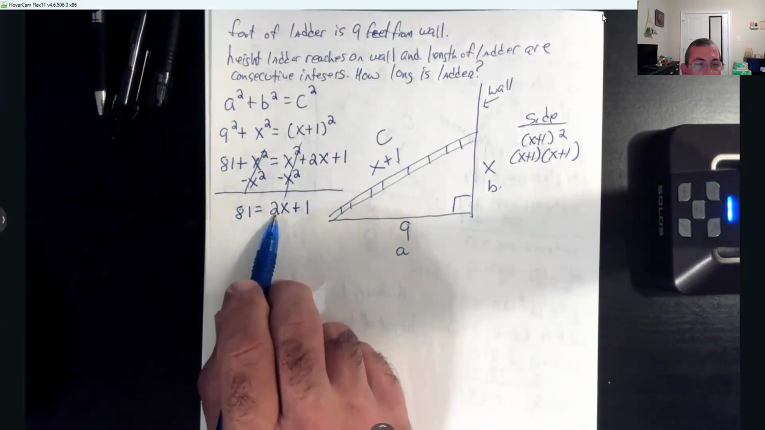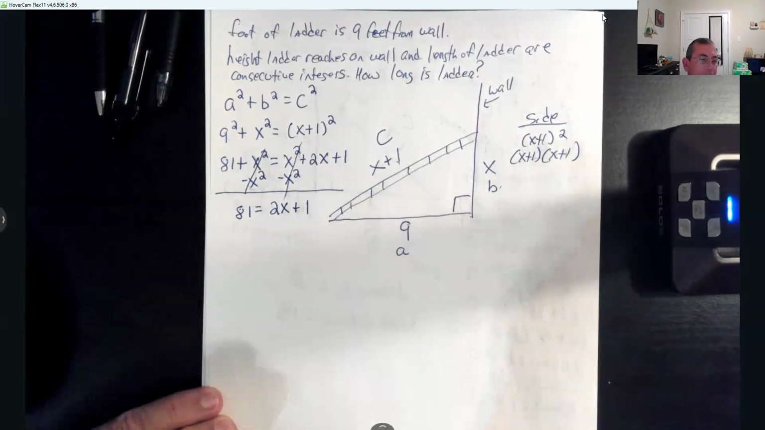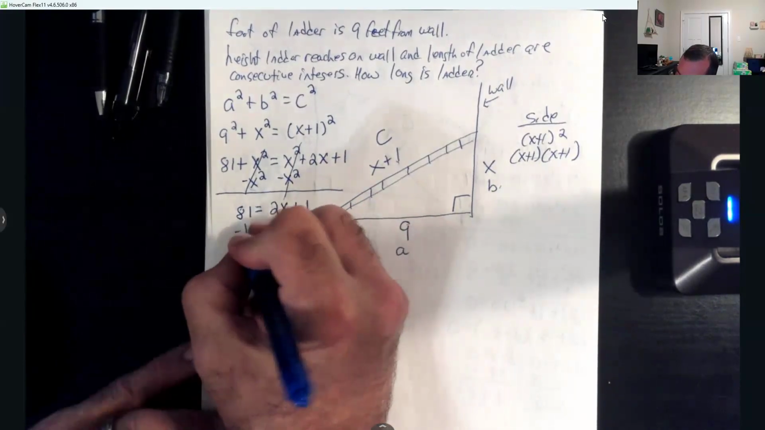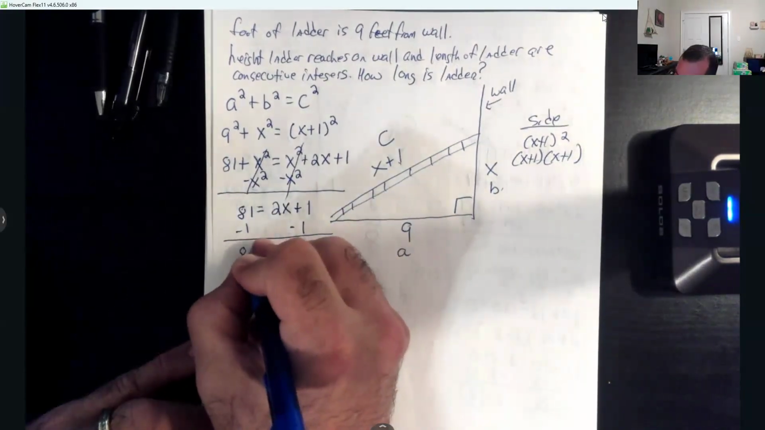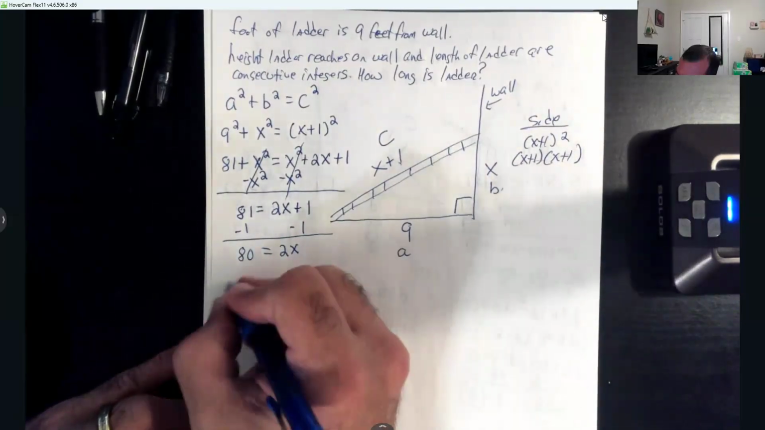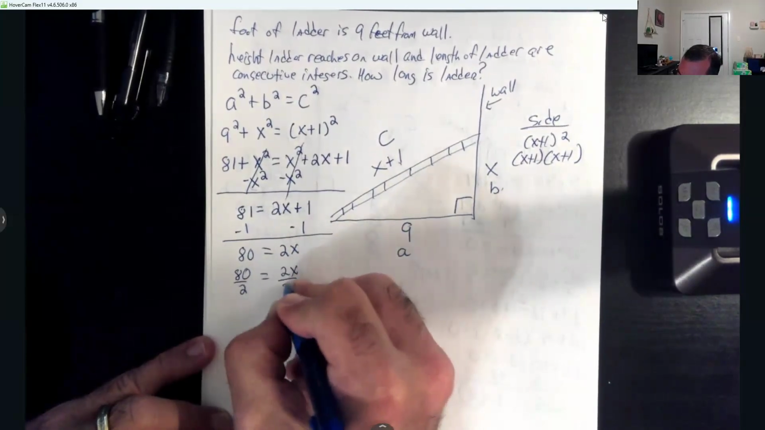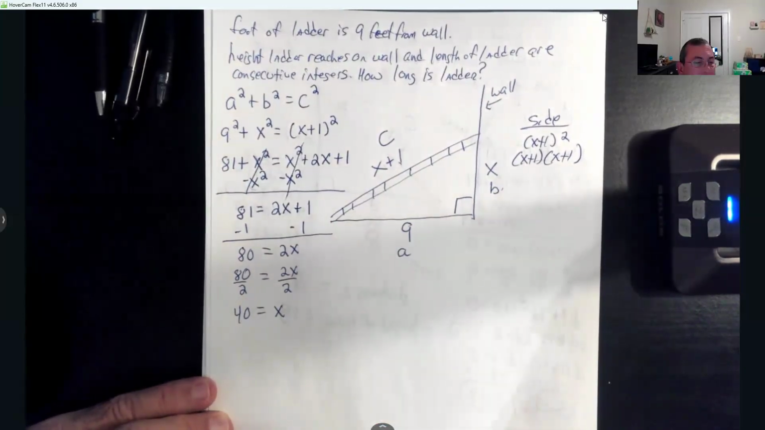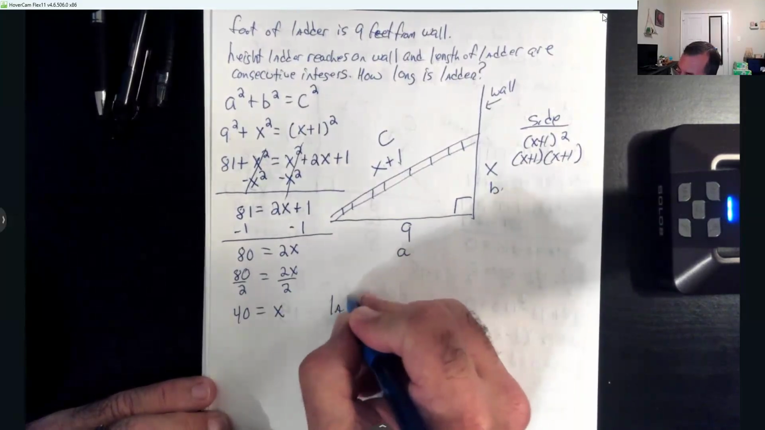So if y'all were solving for that x, let me see, Raven, let's see, you. All right, so you got the right number. So you must have come in and subtracted 1 from both sides, which gave me an 80 equals 2x. And then looks like Raven divided both sides by 2. So that we got 40 equals my x. So Raven, the question of the day, how long is the ladder?